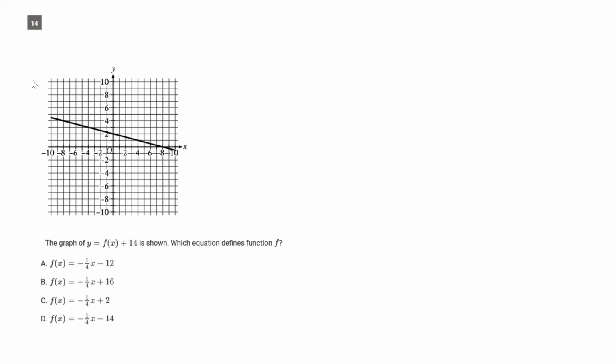Okay. The graph of y equals f of x plus 14. Which equation defines function f? So this is graph y, right? And then in graph y, we need to find from it function f. And we're told it's f of x plus 14. The 14 is on the outside, right? If it's on the inside, that moves it horizontally, but if it's on the outside, it's moving up and down.